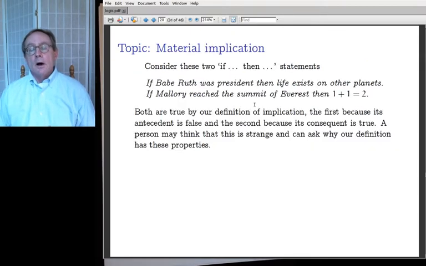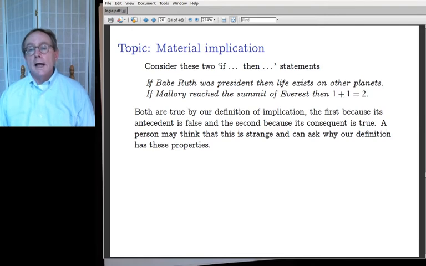Okay, the next thing, I discussed when we introduced the if-then statement, the implication operator, the arrow operator. I discussed that it needs a little bit more conversation, and here's the conversation. I want to contrast these two statements. The statement, if Babe Ruth was president, then life exists on other planets. And the statement, if Mallory reached the summit of Everest, then 1 plus 1 equals 2. Babe Ruth was president, of course, is false. Babe Ruth was never president. Mallory reached the summit of Everest, we don't know if that's true, but 1 plus 1 is definitely 2.